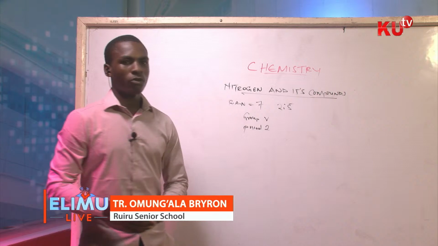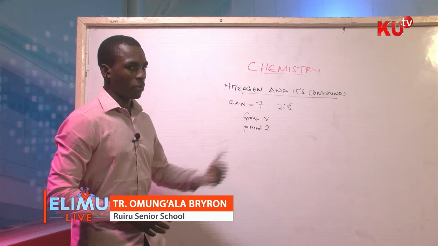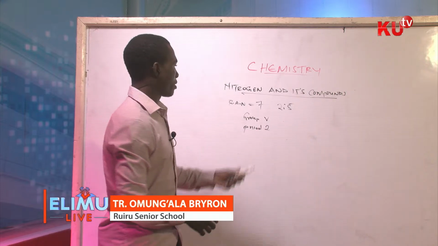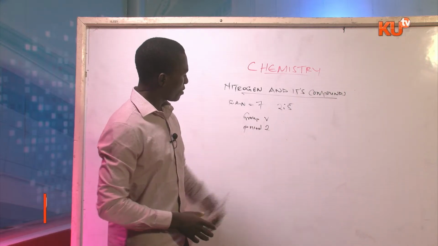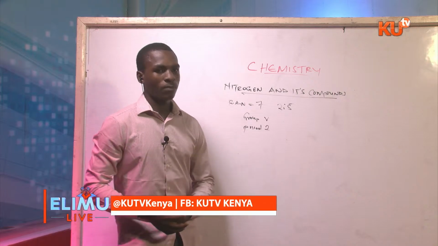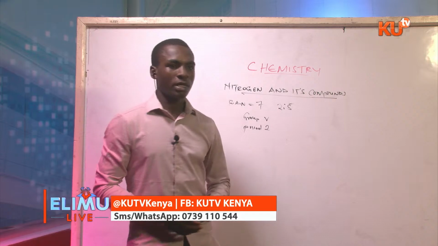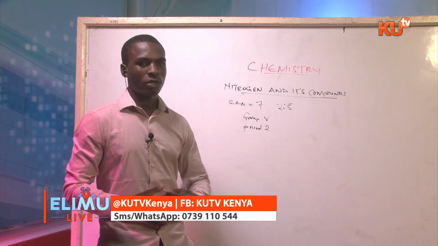It's an element with atomic number 7 on the periodic table. So its electronic configuration is 2,5, placing it at group 5 and period 2. So I know you all know how to place an element in its group and period in the periodic table by considering its electronic configuration.